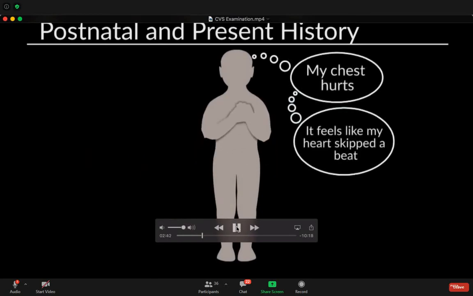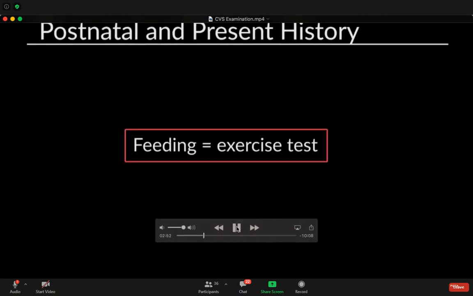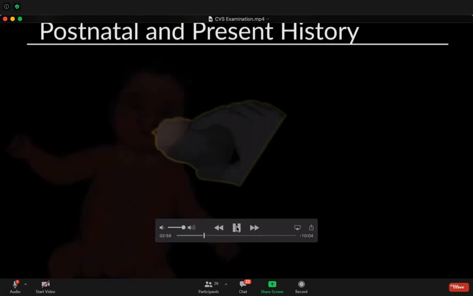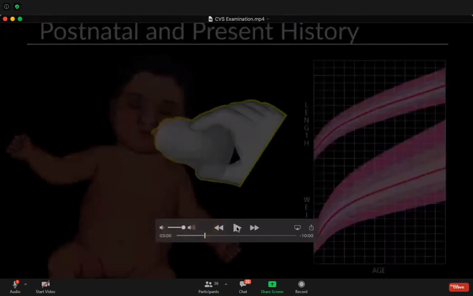When you're asking about palpitations, I usually pose the question to children, have they had any extra beats or skipped beats? The most important thing to remember when evaluating an infant is that feeding is really an exercise test for them. And if they are able to feed and grow, there's usually not a major cardiac issue.